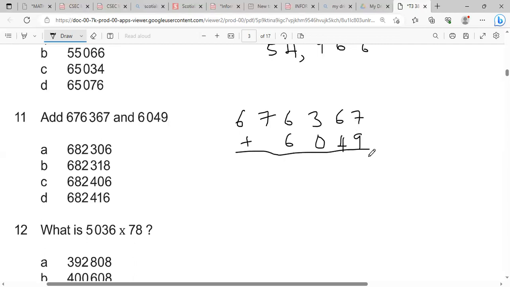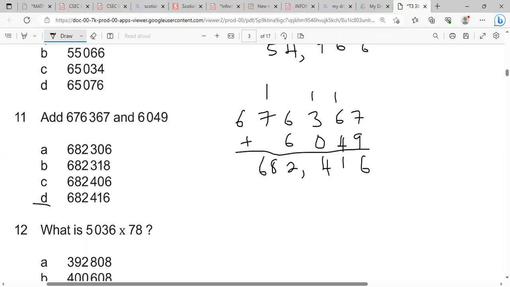9 and 7, that gives us 16, which is 6, carry 1. 6 plus 4, that's 10, plus 1, 11. 1 carry 1. Here we have 4. 6 and 6, 12. So it's 2, carry 1, 7, 1, 1, 8, and this 6. I'm not seeing this yet. Oh, it's D. So it's D.